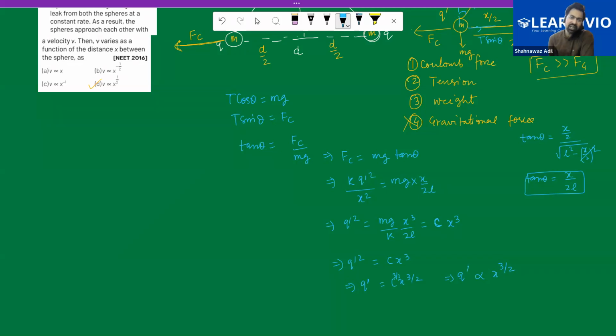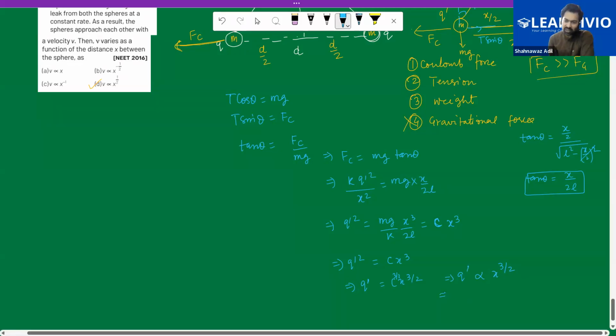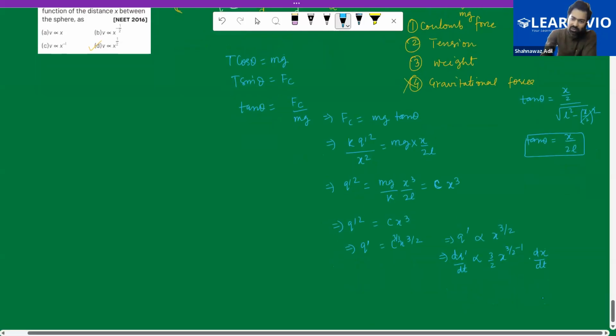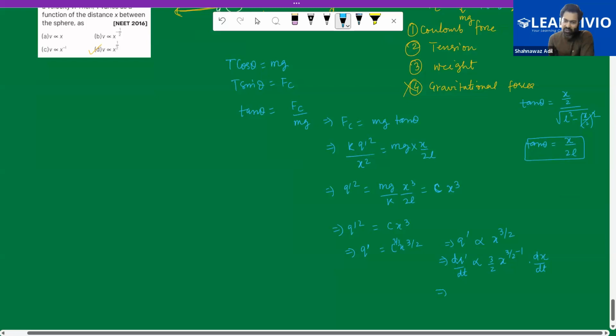Now the rate at which this is decreasing, if I take the rate, so this is dq prime by dt, how much would this be? That would be 3 by 2 and x to the power 3 by 2 minus 1 into dx by dt. So how much would this thing be? I know that this is a constant.